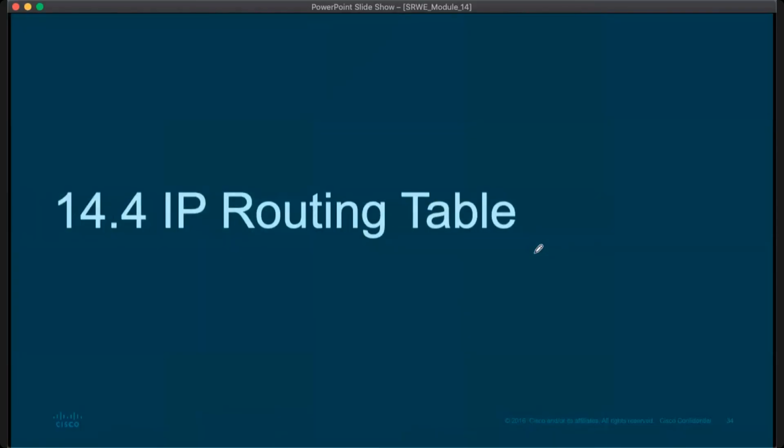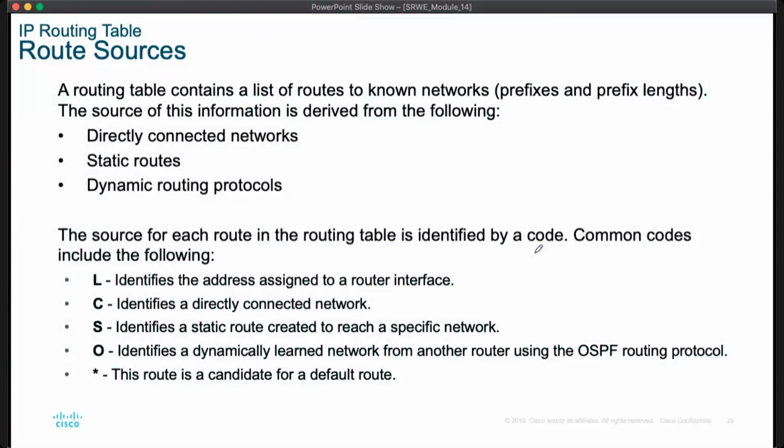14.4 IP routing table. Route sources. A routing table contains a list of routes to known network prefixes and prefix lengths. The source of this information is derived from the following: directly connected routes, static routes, and dynamic routing protocols. The source for each route in the routing table is identified by a code.